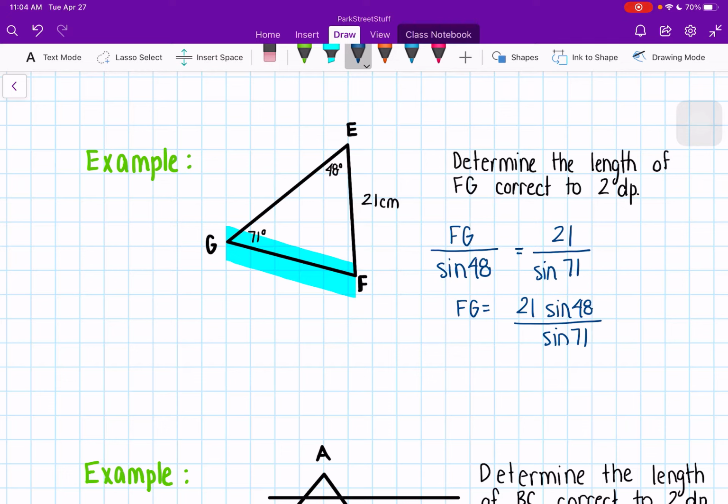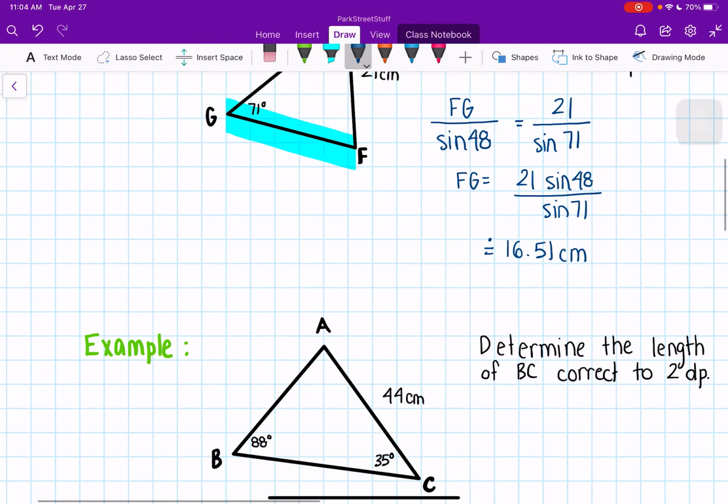So 21 sine 48 all over sine 71. And the question is asking us to go to 2 decimal places. So that gives us approximately 16.51. And remember, they have given us units of centimeters, so we have to give units in our answer. This is not a word problem, so we don't need to write out a sentence answer.